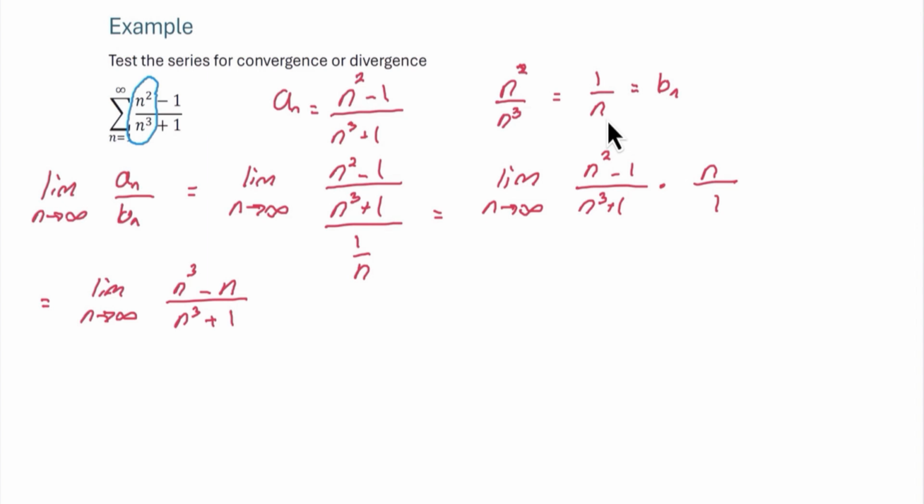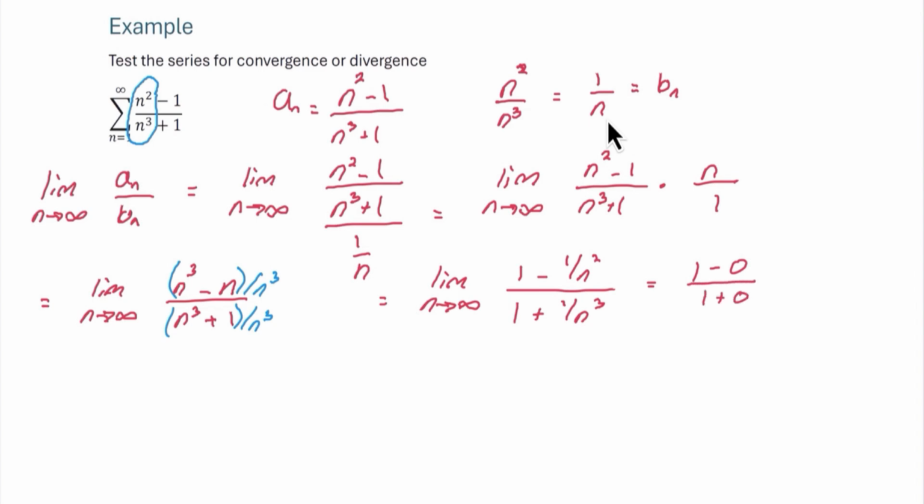From here, we'll divide by the highest power of n that occurs in the denominator. So divide the top and the bottom by n cubed. Limit of 1 minus 1 divided by n squared, divided by 1 plus 1 divided by n cubed. Now evaluating the limit, 1 minus 0 divided by 1 plus 0 gives us 1. And that we know to be bigger than 0.